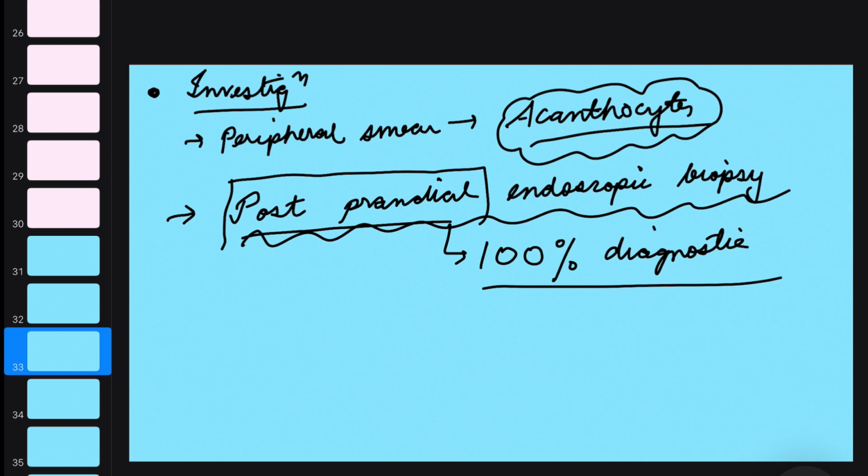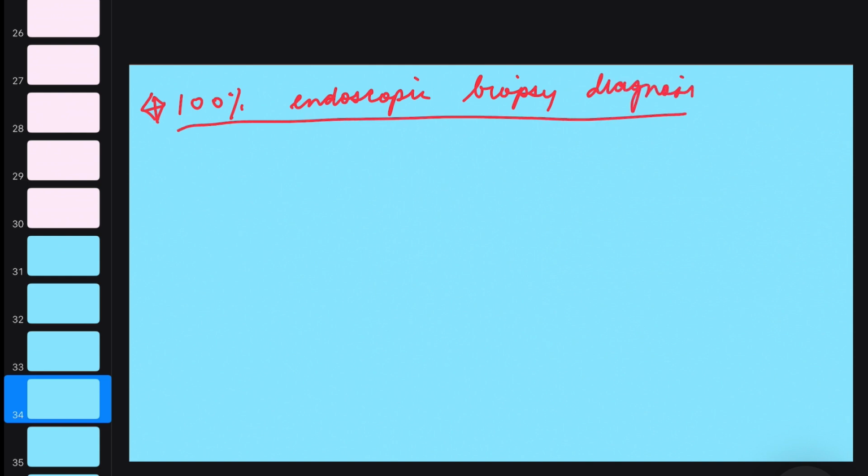So, this brings us to a neat little piece of information that I want to pass on to you, which is that there are a few conditions in the entire GI chapter wherein endoscopic biopsy is 100% diagnostic. You don't need anything else for diagnosis.